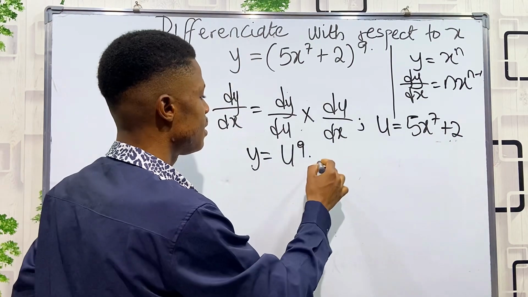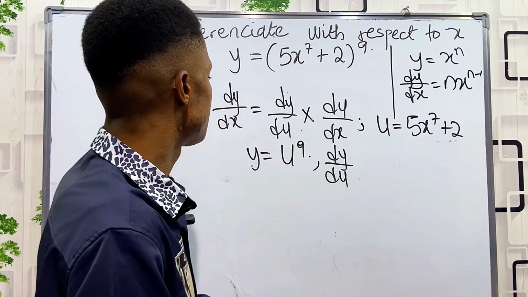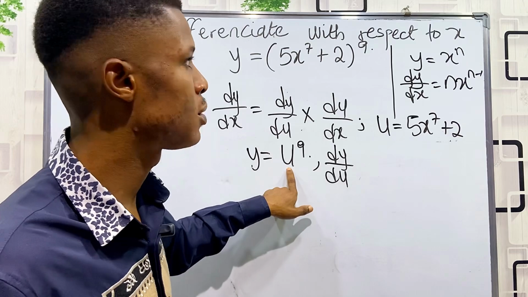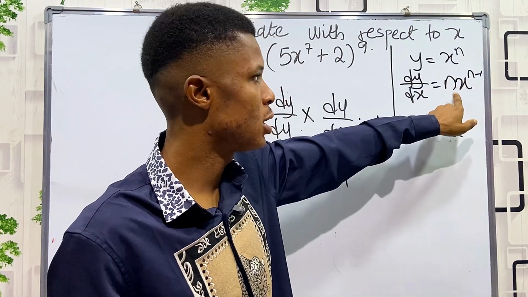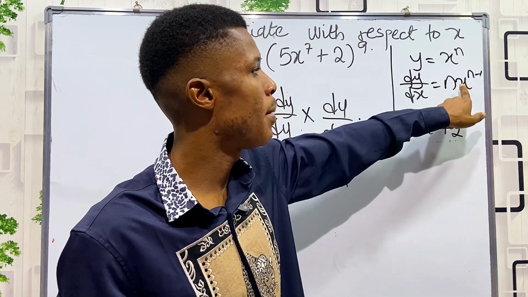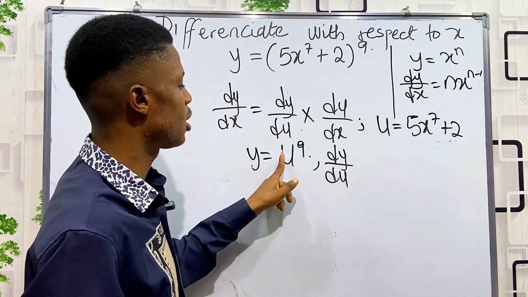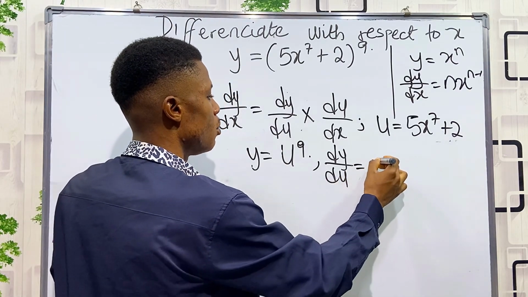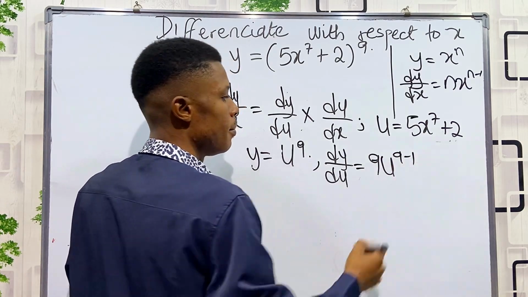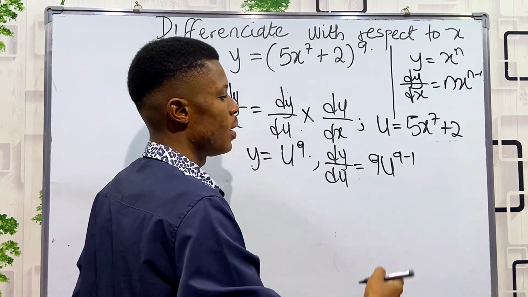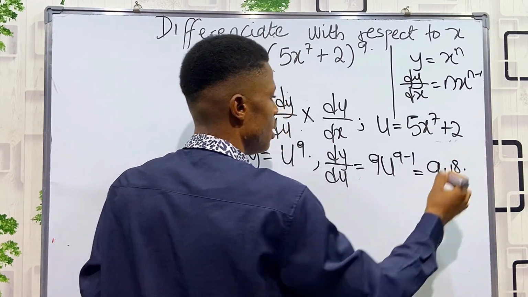We are going to differentiate it with respect to x. So first, let's differentiate y with respect to u. This is our y, and we are differentiating with respect to u. We make use of the differentiation formula: multiply the power by the constant and subtract 1 from the power. Here we have a constant of 1, so we multiply 9 by u, then subtract 1 from 9, and 9 minus 1 is 8. So the answer is 9u to the power of 8.